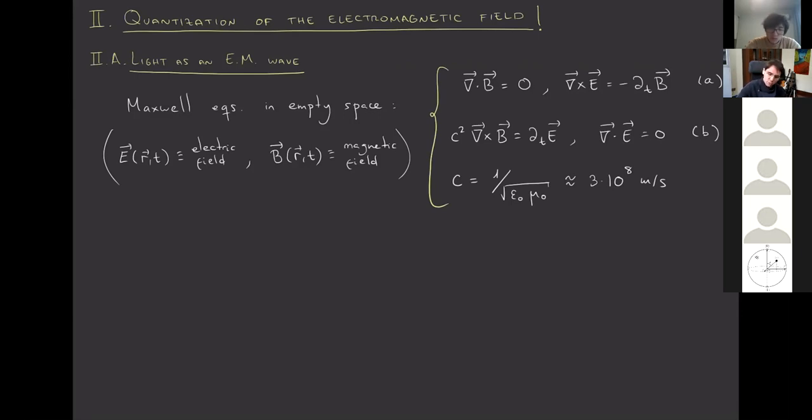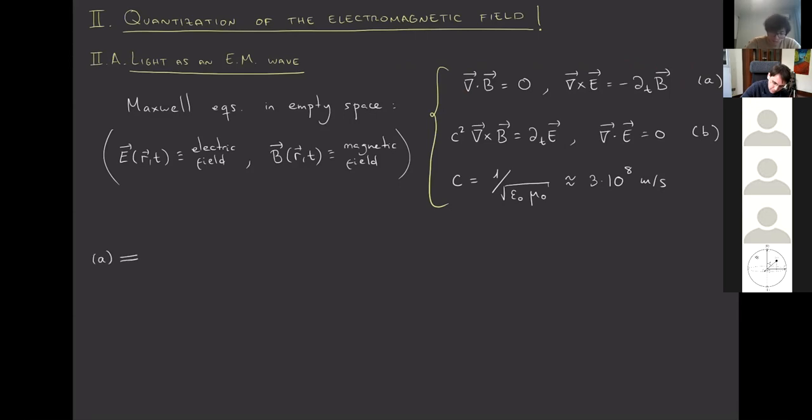And let me now show, because in principle you have three components for each field, so you have six real fields that describe the electromagnetic field. But we will see in a second that actually the electromagnetic field at the end can be described with only two components. And let me see how this happens. So first, using what comes from equation A, as I said, these equations are completely generic on any material, on any system. So these are true everywhere.